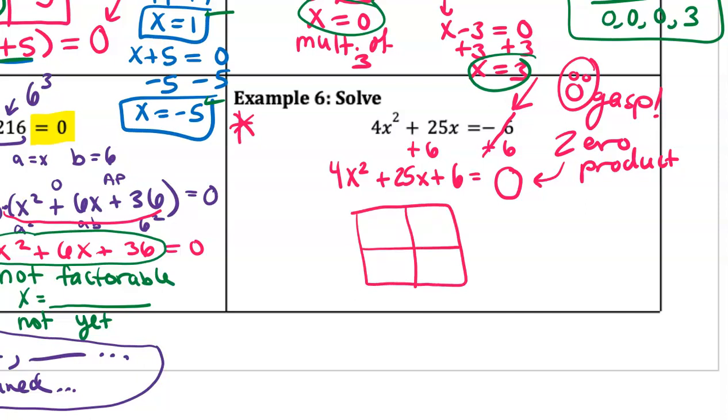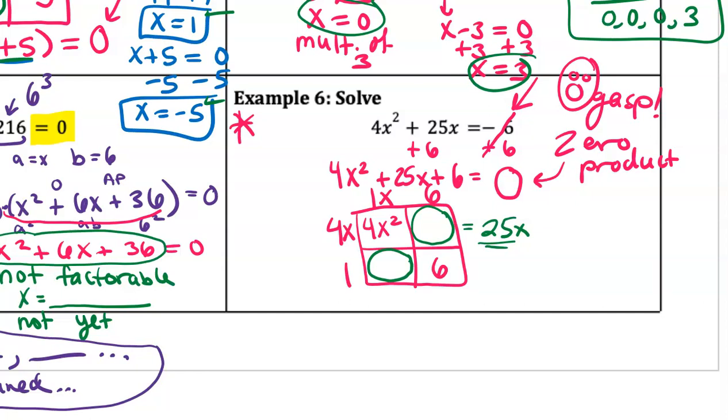So again, I put my x squareds in this top left. I put my constant in the bottom right. And then I know that this amount, whatever it turns out to be, needs to add to this amount, and they have to add up to 25. So while I'm guessing and checking, I'm keeping that in mind the whole time. So I'm going to use bigger numbers when I'm factoring. Instead of like 2 and 2 and 3 and 2, I'm going to use 4 and 1. And then I'm going to put 6 here and 1 here, because 1 times 6 would give me 6.